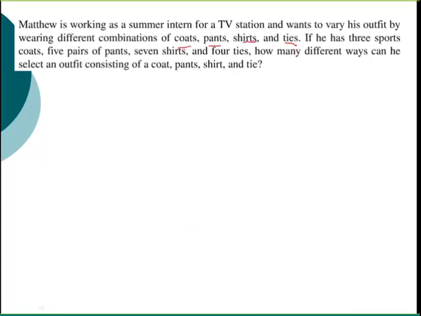He has 3 sports coats, so we're going to keep track of that, 3 coats, and then 5 pairs of pants. He's got 7 shirts, and he's got 4 ties. How many different ways can he select an outfit consisting of coat, pants, shirt, tie? So basically all you have to do is multiply the different quantities. It's 3 times 5 times 7 times 4, and we result in 420 different outfits that he can actually wear to his internship job.